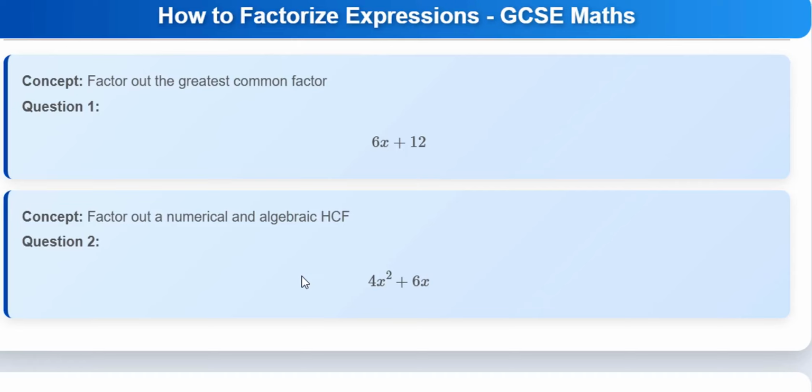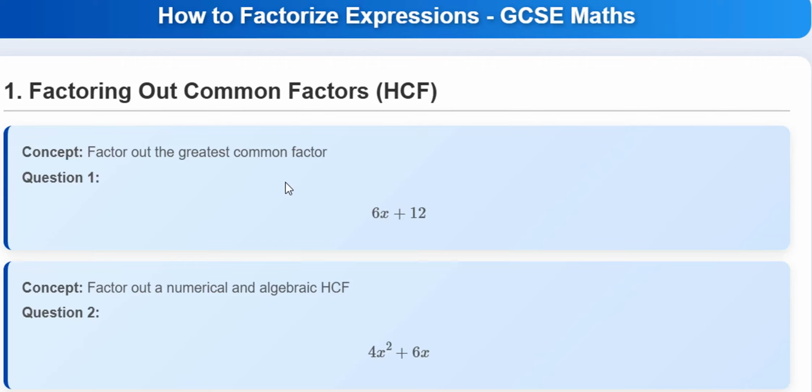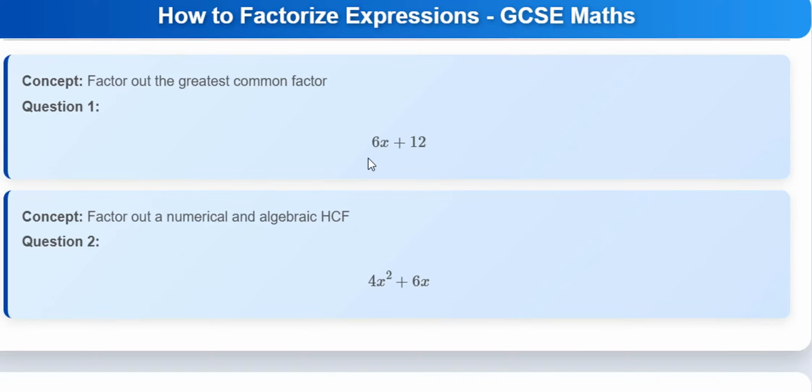Hello, in this third lesson of the series, we will learn how to factorize expressions. We can start with a simple factorization method where we use the highest common factor. For example, let's say you have a question like this, 6x plus 12, and you are told to factorize it. How do you go about it?